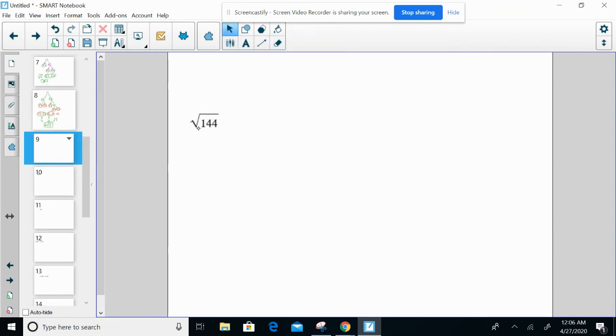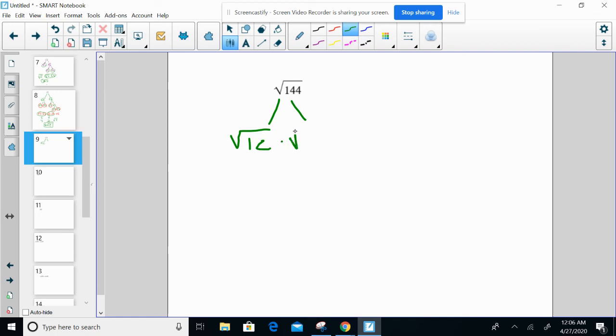I've done that every single time. All right. 144. Let's think about it. Square root of 12. 12 times 12 is 144. Now, some of you are already looking at this and looking at me, thinking, why am I doing this? I just want to show you something. So many of you know that 144 is a perfect square. 12 times 12 gives you 144. So the square root is 12.